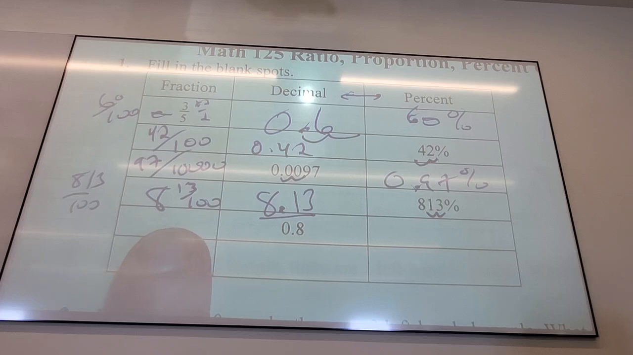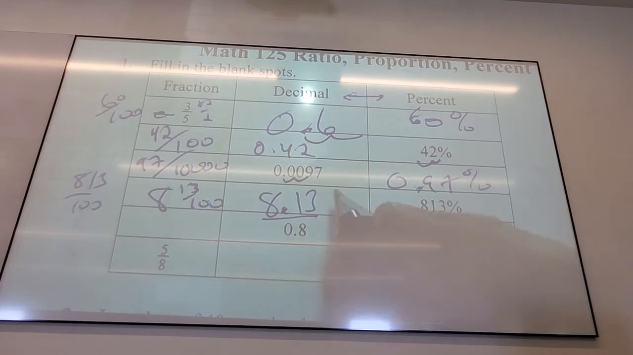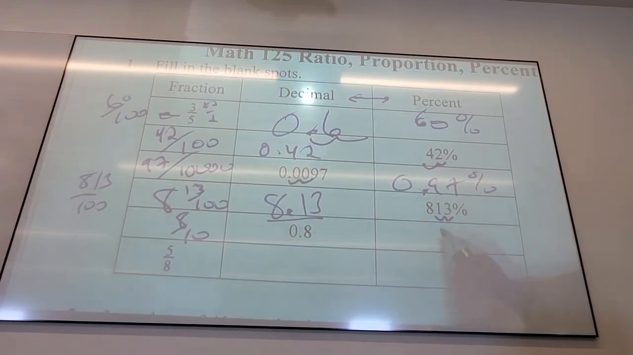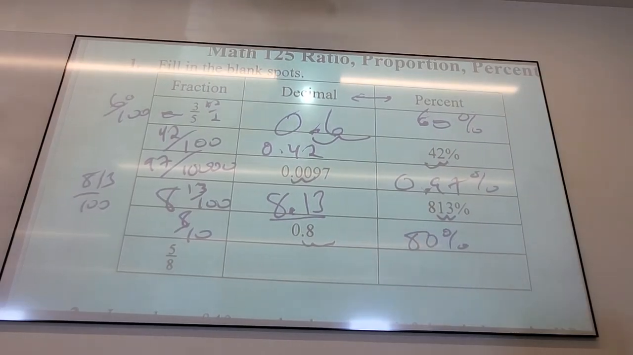And then suddenly I make it really easy again for some reason. 0.8, what is that as a fraction directly? 8/10. Yeah, 8/10, I'm in the tenths place. And as a percentage, 80%, I like it.